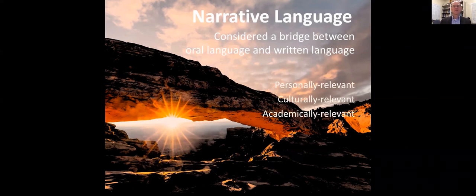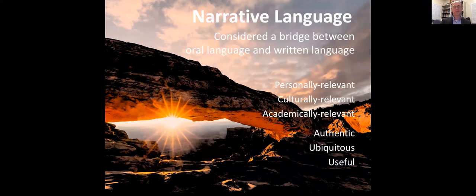And narratives are very relevant personally. You can see them across cultures. They may not all be the same across cultures, but the concept is there. And they are academically relevant because they require you to produce complex academic language. Narratives are authentic, ubiquitous, and incredibly useful. They require us to talk like a book. And if you can measure a child's ability to understand a narrative, then you're measuring their ability to understand essentially written language, even though that narrative is in oral form.